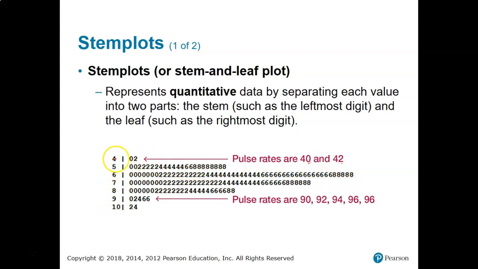So here, if I were to try to go back and get my data values, I would say 4, and the 4 and the 0 would give me 40 and 42, and then I'd have 50, 50, 52, and so forth. So I can clearly see what all my data values would have been. And if I look at it as being turned on its side, I can still see the shape of the distribution as well.